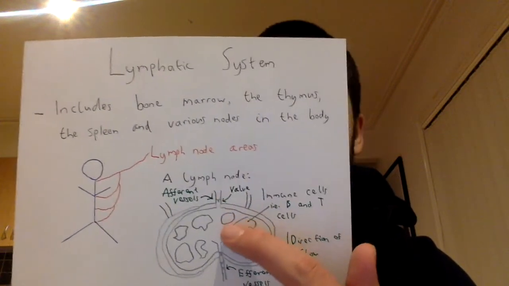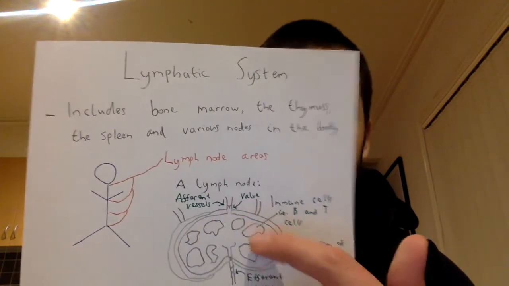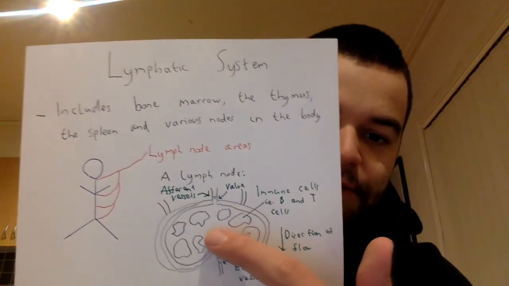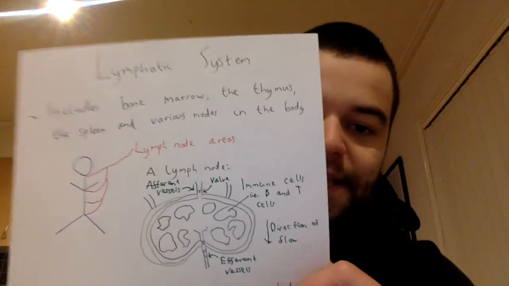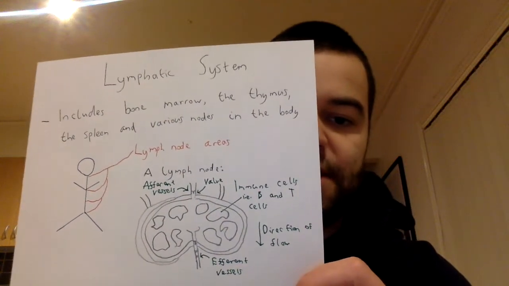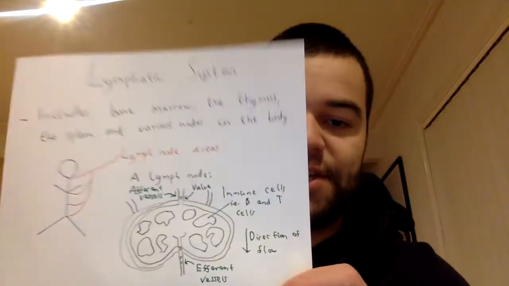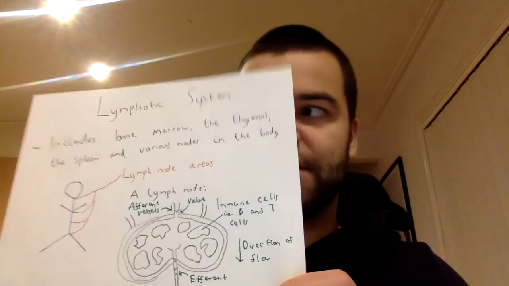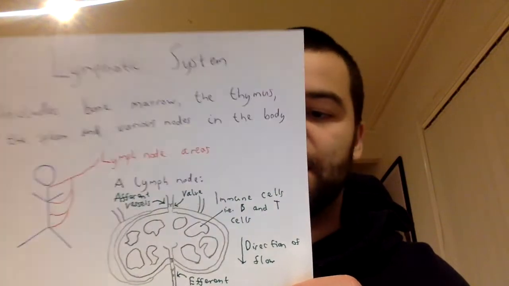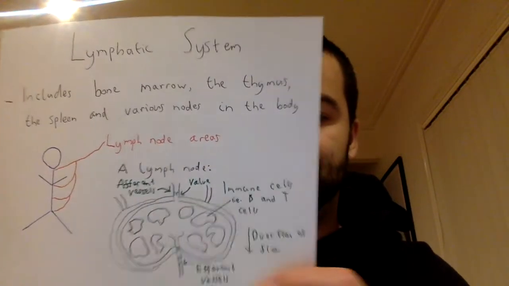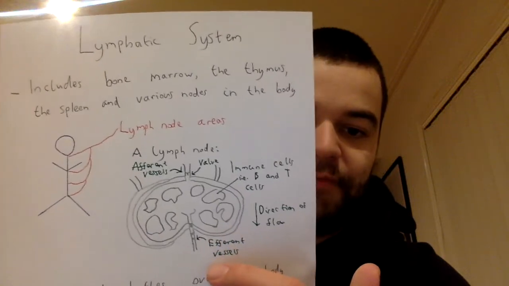So when the fluid then gets into the main bit of the lymph node, there are clusters of immune cells, B and T cells, okay? So basically, these B and T cells can pick up on any pathogens in the lymph. So if there's an infection somewhere in your body, the lymph washes over it, it picks it up, and then it goes into a lymph node where the B and T cells will pick up on it. And then it will just drain into another lymph node from there through this system.